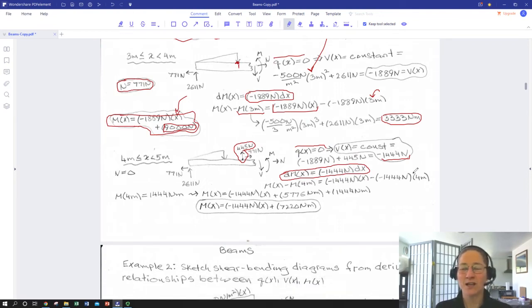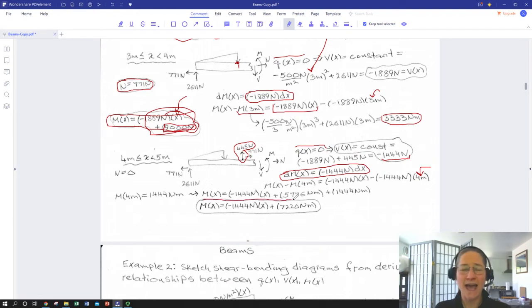Meanwhile, we need to include our lower limit of integration over here on the right hand side of our expression. So we end up with the moment at any x between 4 meters and the end of the beam, minus the moment at 4 meters, which we get up here, equals negative 1,444 newtons times x minus negative 1,444 newtons times 4 meters, the lower limit. So we can create a line expression for that.